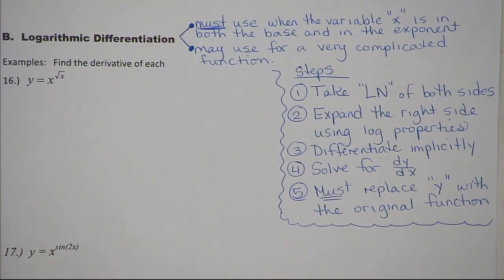I'm glad these steps are short. Step 3, you're going to differentiate implicitly because you have y's in your problem. So step 3 is to differentiate implicitly. And as always, when you differentiate implicitly, step 4, you'll be solving for dy dx. We already know how to do that. So step 4 is to solve for dy dx. And step 5, the piece some of you forget: you must replace the y in your problem with the original function.